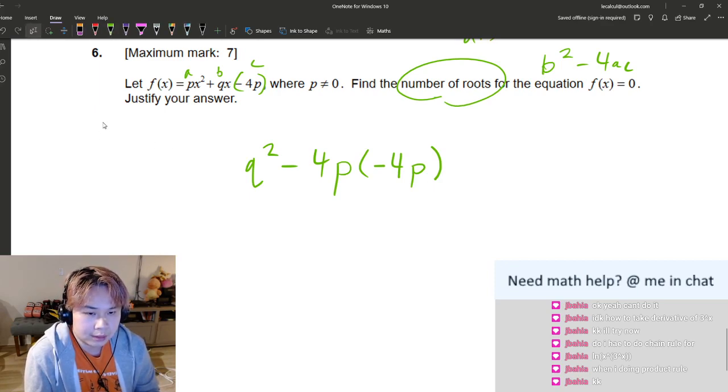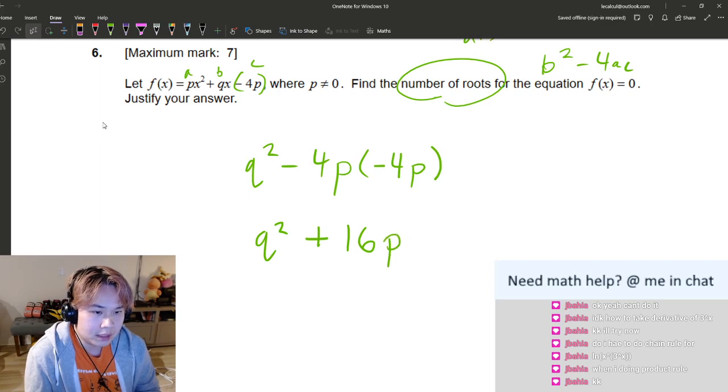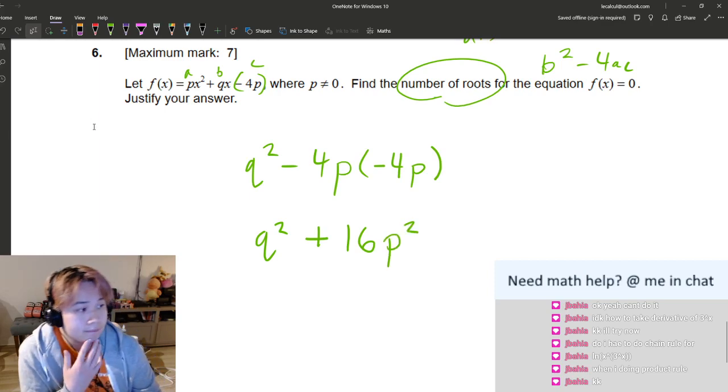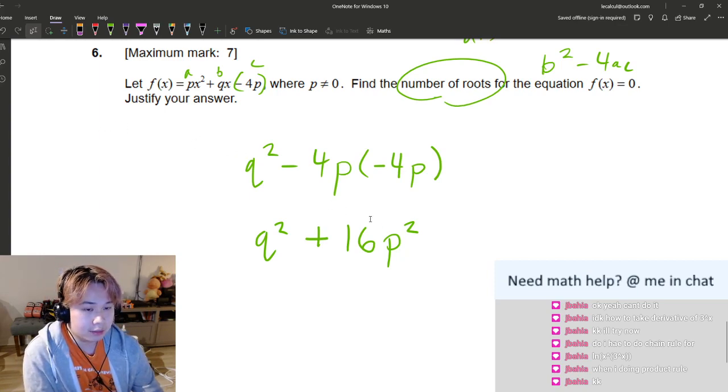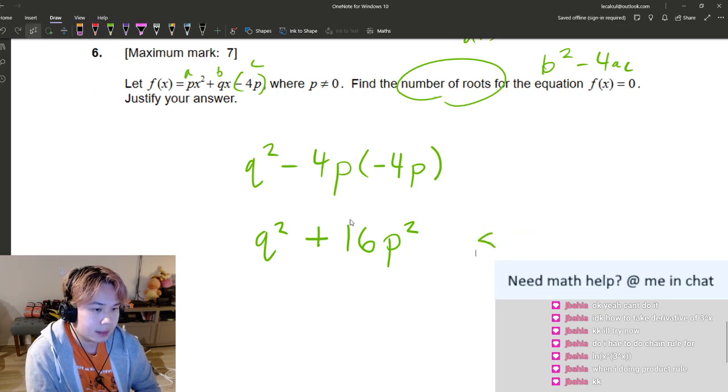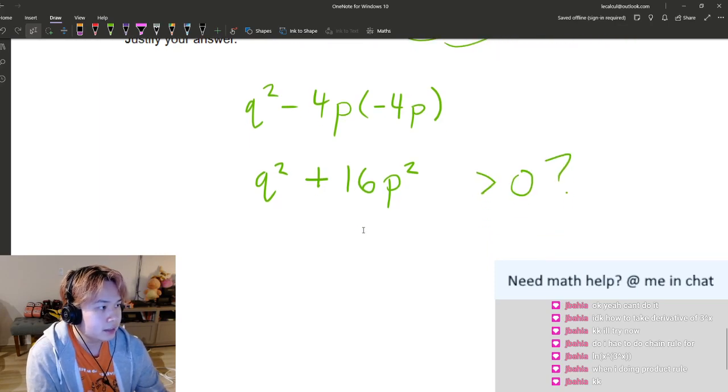Okay, so what do we got? We got q squared plus 16p squared. And now we need to determine whether this thing is negative, 0, or positive. And you might be asking yourself, well, how do I know that? Because I don't even know what any of these things are.